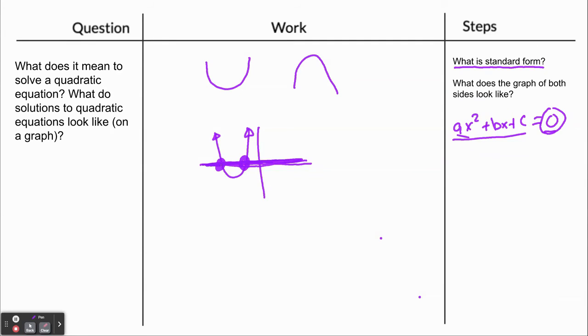So what do solutions to quadratic equations look like? They're what we call the roots. So in this case, it's the x-intercepts, or the roots. It looks like it crosses the x-axis here. And so what it means to solve a quadratic equation is we're looking for when the parabola crosses the x-axis.